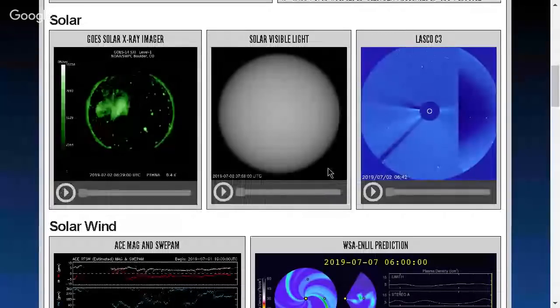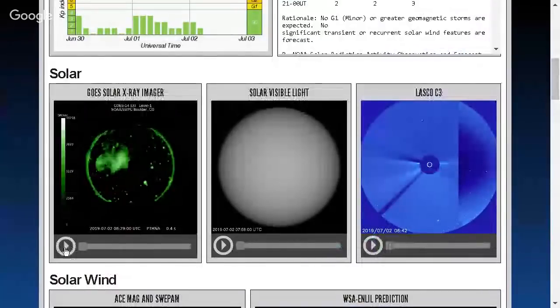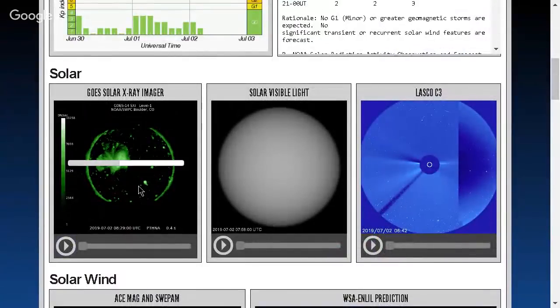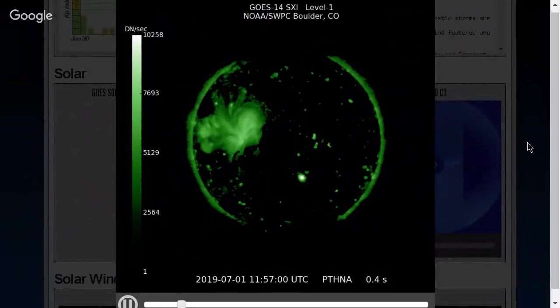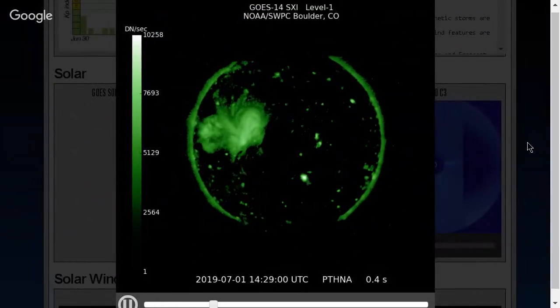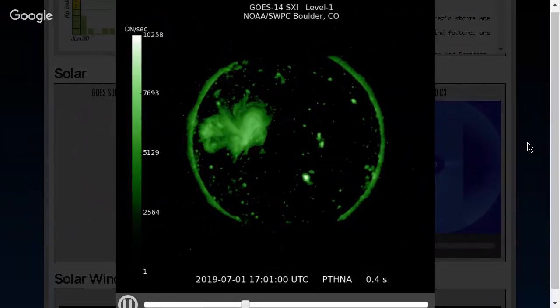Auroras are just kind of moderate, surprisingly strong considering how weak the solar wind is. Like I said, the X-ray environment's probably going to continue to increase a little bit. We'll show you the X-ray imager real quick here. Again, that plage facing the Earth is gigantic. It's probably something like 35 Earths in diameter.